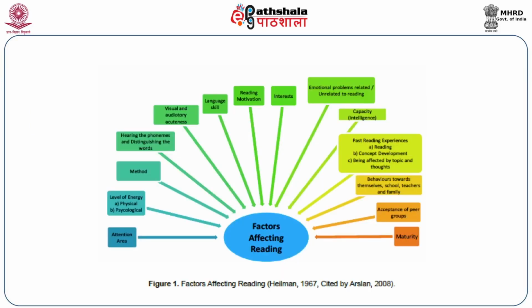In this diagram, you can see factors affecting reading. What are the various factors? They are written there, like attention, level of energy, methods, hearing the phonemes, visual and authentic things, language skills, then motivation and others, and finally the maturity. Emotional problems are also there while reading.